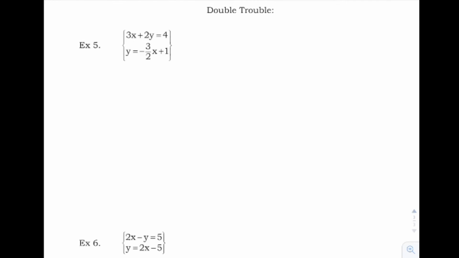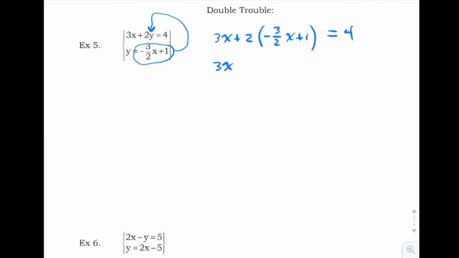Let's just find out. So the first thing I'm going to do, again, this one's begging us: take my negative 3/2 x and plug it into y on the first equation. 3x plus 2 times y, but y is negative 3/2 x plus 1. Okay, that equals a 4. Here we go. Let's simplify. 3x. If you multiply, think of this as 2 over 1. If you multiply 2 over 1 times 3 over 2, the 2's will cancel. You will get a negative 3x again.